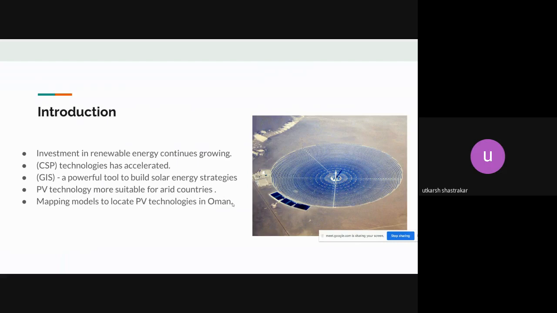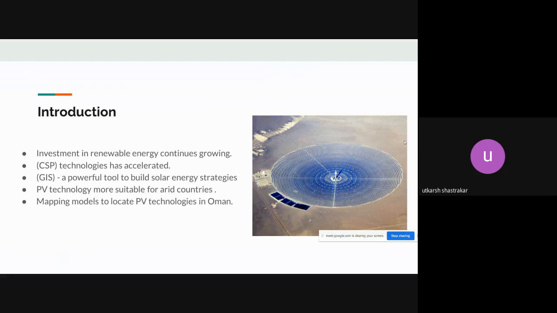In this image, you can see that all these dots are basically small mirrors which are focusing the radiation towards the tower, and then the heat is captured. Typically the temperature at the center of such mirrors is around 550 degrees Celsius.